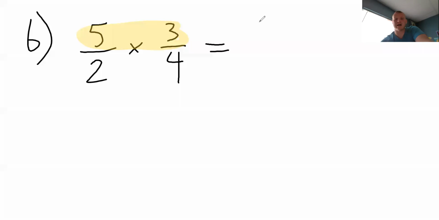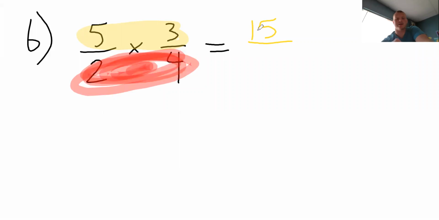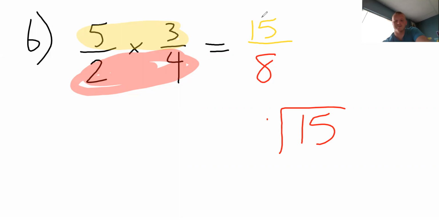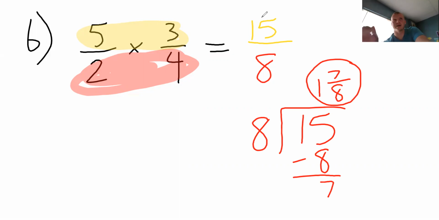So when I take 5 times 3, I'm going to multiply my numerators, which is going to be 15. And then I'm going to take what's in my denominator, which is 2 and 4. I'm going to take 2 times 4, that's going to be 8. So I have 15/8. Now I need to reduce that. So 15 divided by 8. 8 goes in 15 just one time. 15 minus 8 is 7, so 1 7/8 is going to be my number.